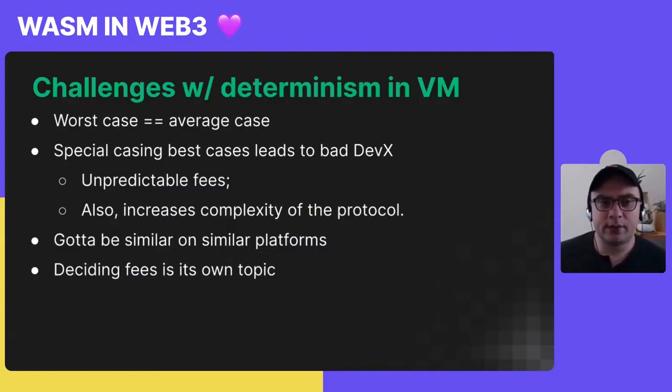We also want the execution time to be similar on similar platforms. We have a target hardware at Near, but we want people to be able to run our nodes on almost any 4-core CPU plus 16 gigabytes of RAM machine. So we don't want the execution time to vary drastically across different platforms. And finally, a big challenge with determinism is how do you decide what your fees are? And this is a completely separate topic that I'm going to get to soon.